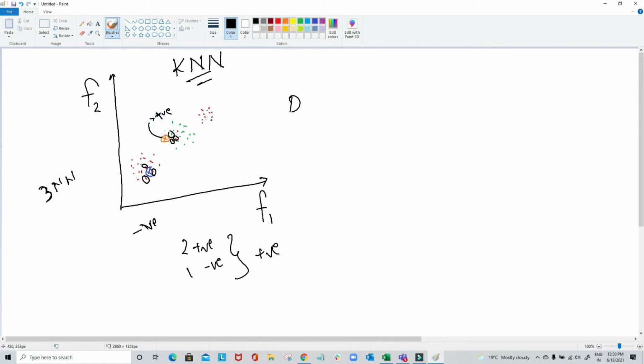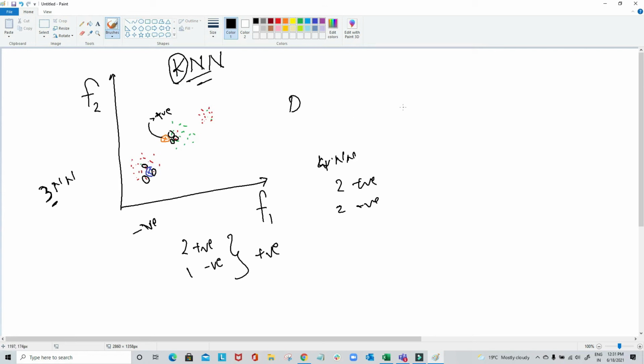And we have taken three nearest neighbors. What if we consider four nearest neighbors, 4 NN? In that case, probably we may get two positive classes and two negative classes. Then it is difficult to classify a new data point under a positive or negative class. So it's always recommended in k-nearest neighbors that k has to be an odd number.